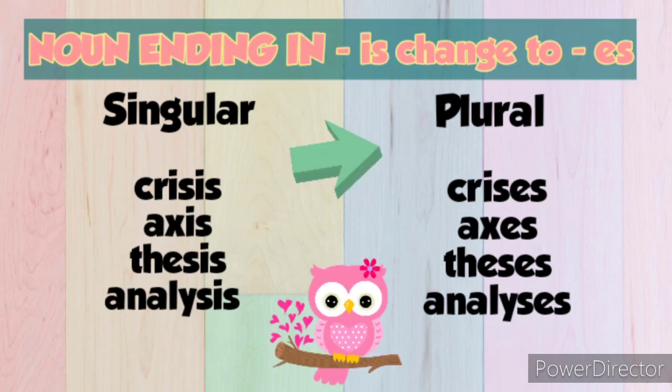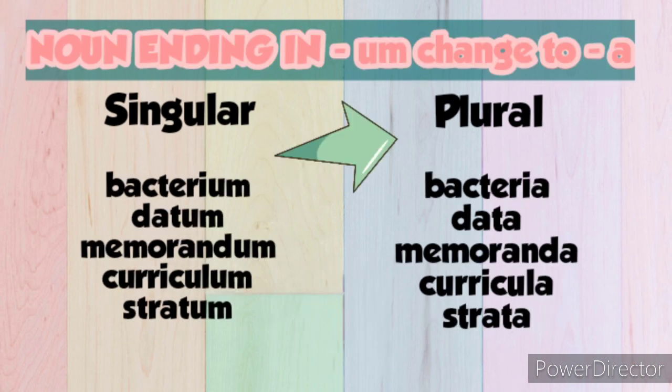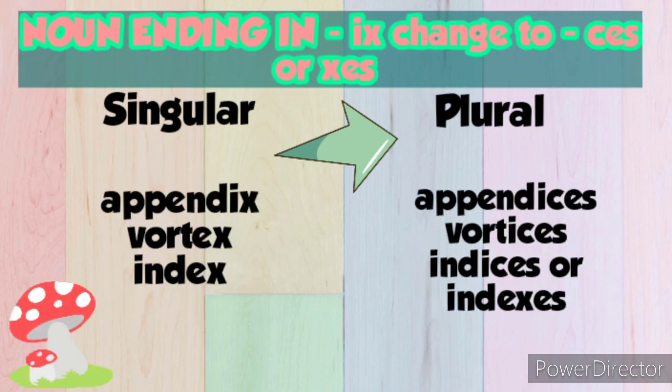Nouns ending in the letters IS change to the letters ES. Nouns ending in the letters U and M change to the letter A. Nouns ending in the letters IX change to the letters CES or XES.